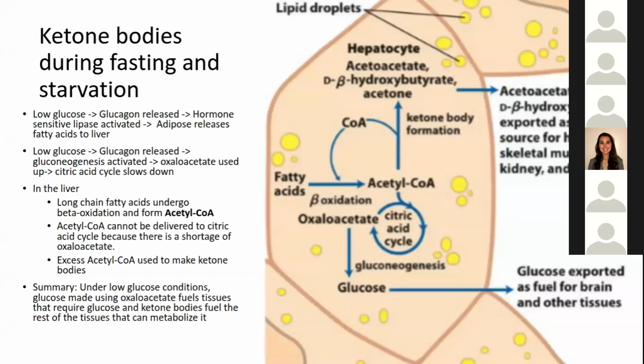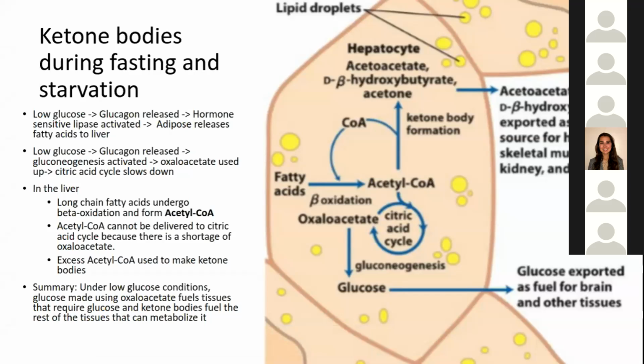So it's kind of a heavy slide here, but ketone bodies during fasting and starvation, basically think about when you're not eating a lot of carbs, you have low blood glucose, glucagon is going to be released, our hormone-sensitive lipase is going to be activated through activating the PKA, that's going to phosphorylate it, and then our adipose tissues are going to release fatty acids to the liver.